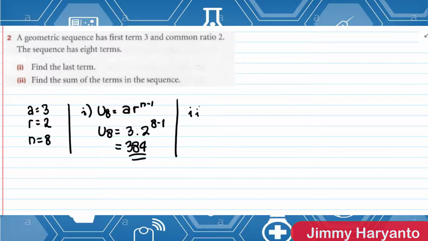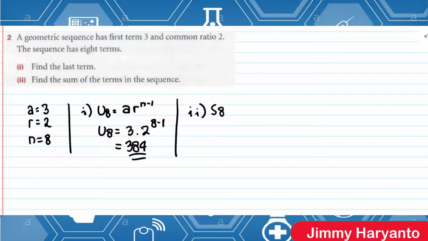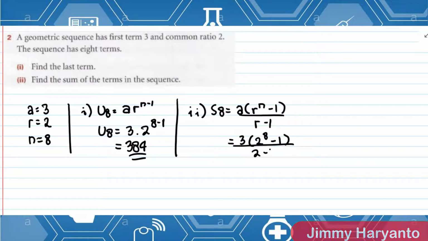And then the next is II, the sum. Now the sum S8 equals n over 2... sorry, that is arithmetic. Oh my god. It is a times r to the power of n minus 1 over r minus 1. A is 3. The ratio is 2, so 2 to the power of 8 minus 1 over 2 minus 1 equals 2 to the power of 8 minus 1, equals 255 times 3, equals 765. Okay, this is the answer for S8.